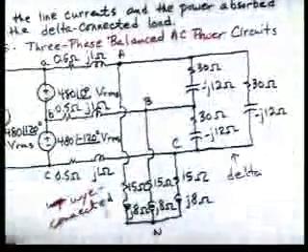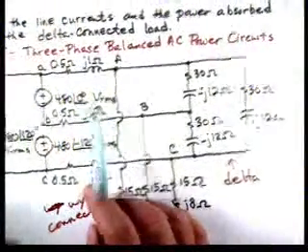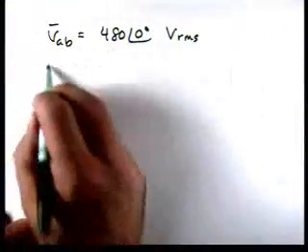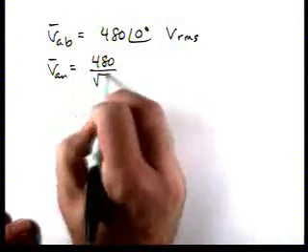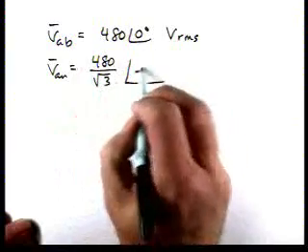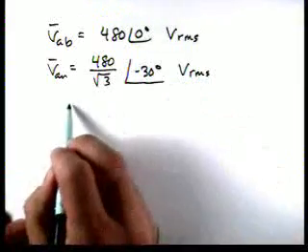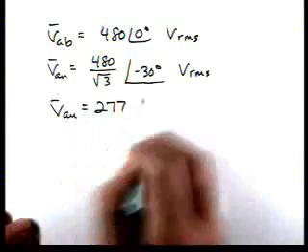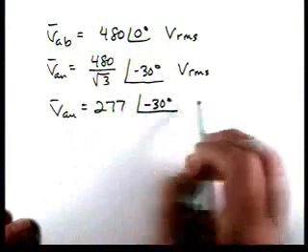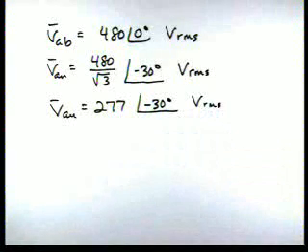Again, if we look, BC lags AB by 120, so it's ABC phase sequence. Then VAN is 480 divided by the square root of 3 at an angle of minus 30 degrees. The phase voltage lags the line voltage by 30 degrees for ABC. So VAN is 277 at an angle of minus 30. So we've got an equivalent Y-connected source. We're going to draw the A-phase circuit.